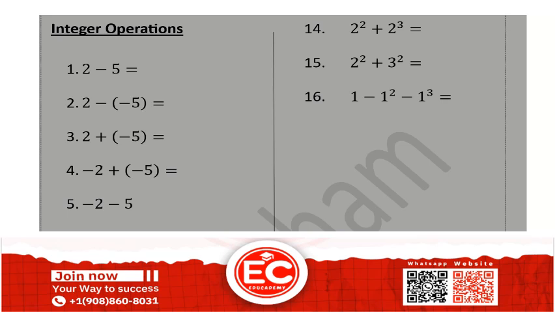Bismillah ar-Rahman ar-Rahim. Regarding integer operations, and by operations I mean the addition, subtraction, division, and multiplication of integers. Integers are the whole numbers, positive and negative, including zero.